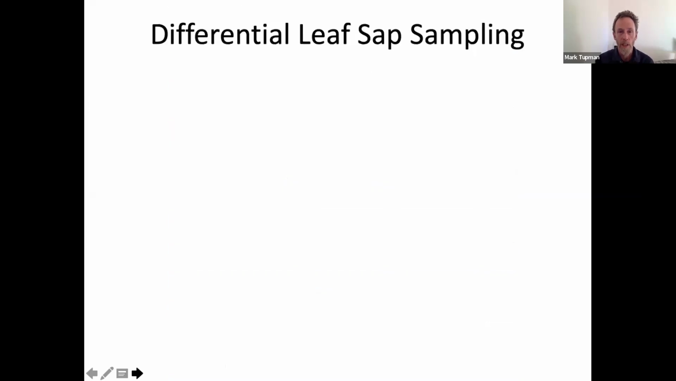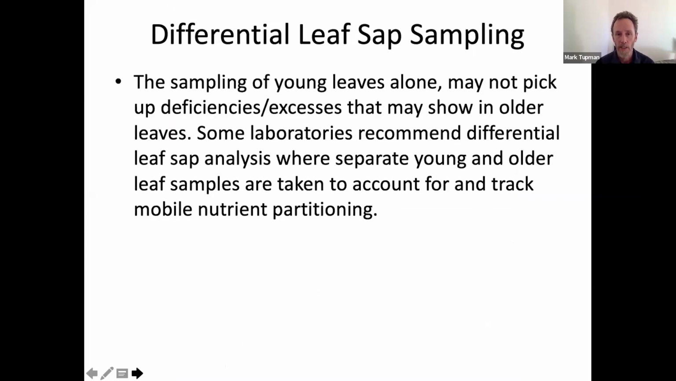Then we get into differential leaf sampling. Naturally, when plants are moving these mobile nutrients around, there are times where they will sacrifice older leaves to favor the young leaves, and in that case move nutrients from the older leaves up to the young leaves if there's a shortage. And if we're only sampling the young leaves, we might miss out. We don't see those shortages because the plants have been allocating nutrients to them. And so sometimes sampling the old and young leaves can be a good move. And the lab that we use in Holland, NoCrop Control, does that.